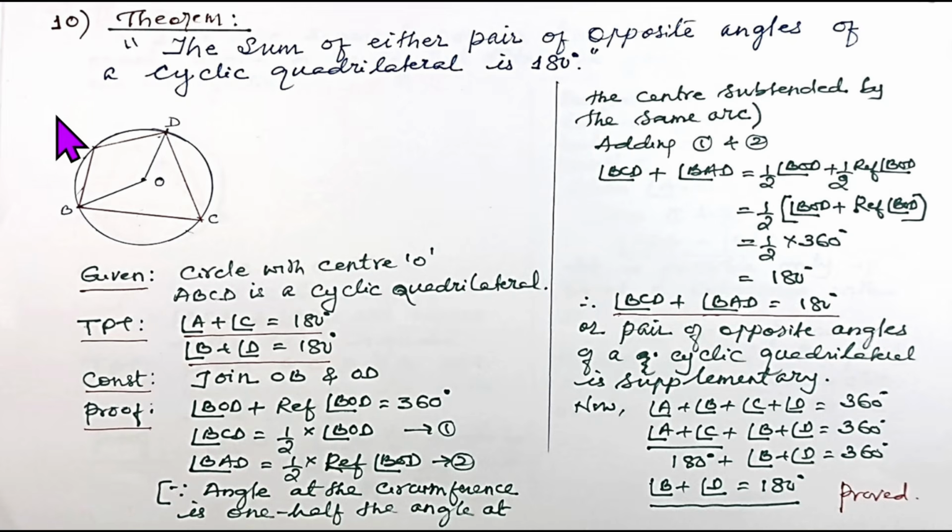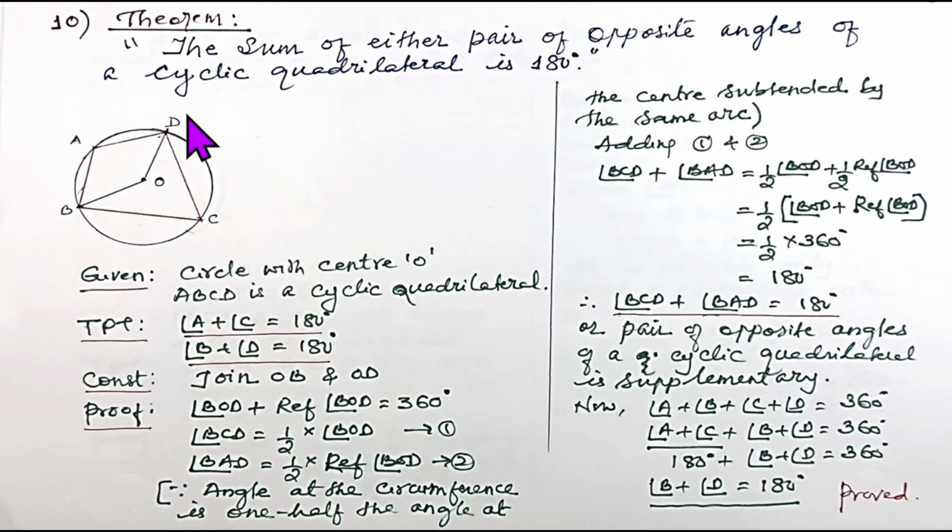It means that we are given a circle with center O. ABCD is a cyclic quadrilateral. Now we have learned the property that angle A plus angle C, the opposite angles of a cyclic quadrilateral, are supplementary, and that is what we have to prove here. So now what is given to us? Circle with center O, ABCD is a cyclic quadrilateral. Now we have to prove that angle A plus angle C is 180, angle B plus angle D is equal to 180. Now the construction required is: join OB and OD.